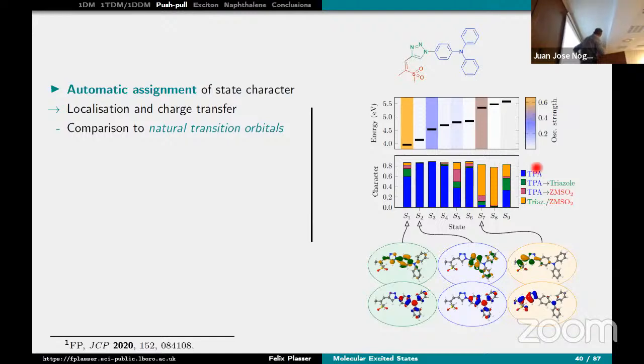And down here, we see what fragments are involved. So blue means that everything happens on triphenylamine. So for example, the S2 and the S3 states are mostly all on the triphenylamine donor. Then the S1 state is 60% locally excited on triphenylamine, but then has some contributions going to triazole and some contributions going further out. And then if we go up, we see, for example, S7 and S8, they mostly happen on the triazole, so on this part here.